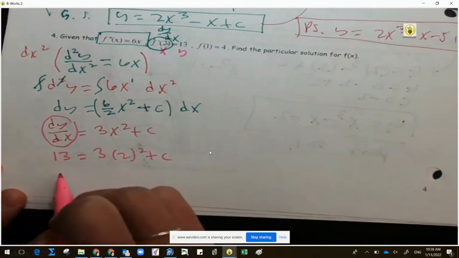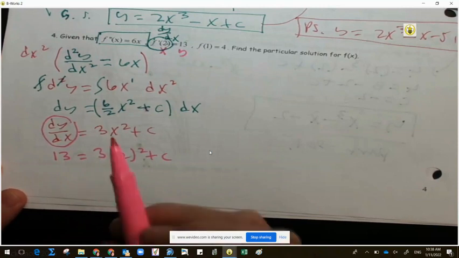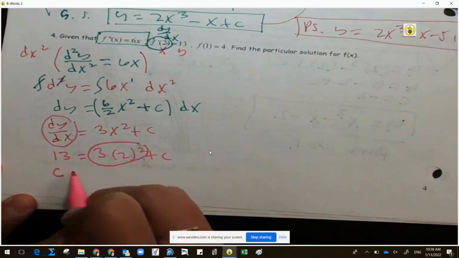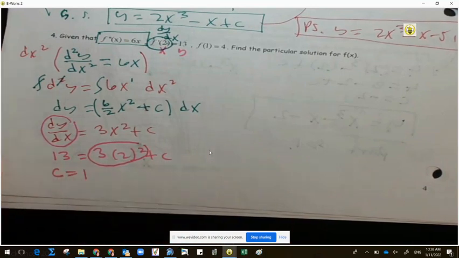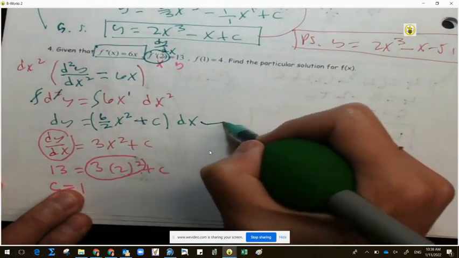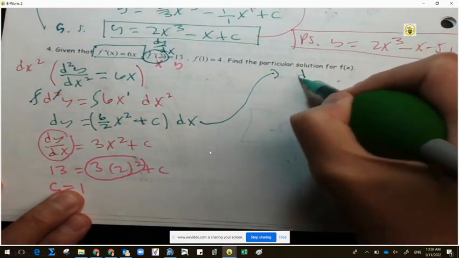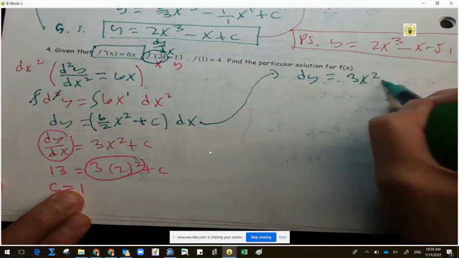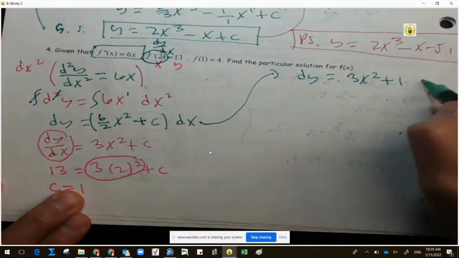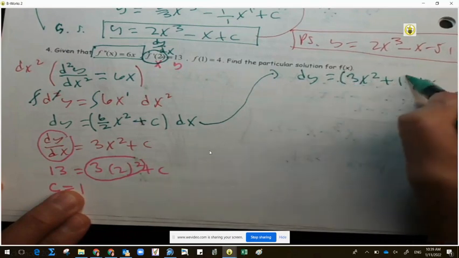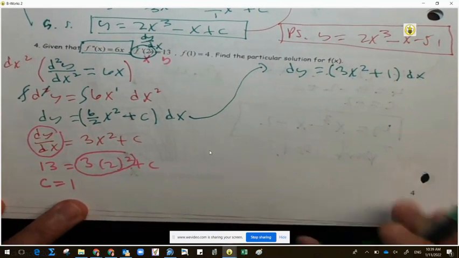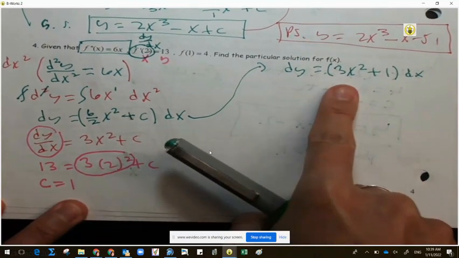And hopefully we can do our mental math here. How many would that give us? If I tell you that it's going to give us 12, so we know c is equal to 1. So now let's rewrite what we have. I'm going to rewrite this guy right here. So we have dy is equal to 3x squared plus 1 dx. And I guess the parentheses will be nice, that I might forget from time to time. Is everyone okay with how I rewrote this?